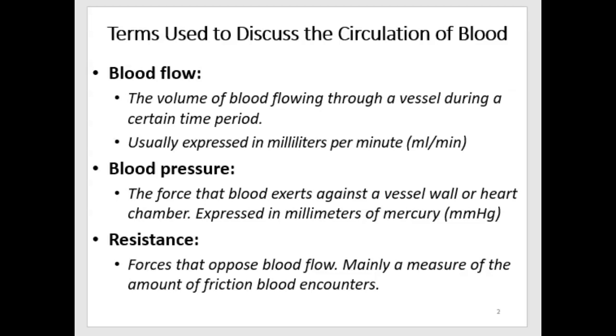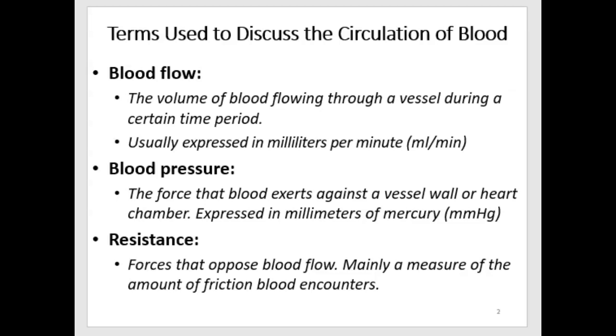The second and third terms, blood pressure and resistance, are central to understanding the mechanisms that either promote or hinder blood flow. Blood pressure is defined as the force that blood exerts against a vessel wall or a heart chamber. It's expressed in millimeters of mercury. We will see, however, that there is a reciprocal relationship between blood and the vessel wall, in that the vessels can also exert pressure upon the blood. So they're exerting pressure on each other, the blood and the wall.